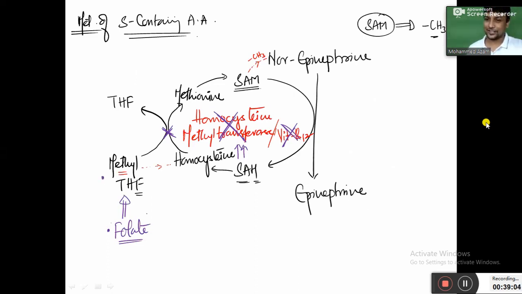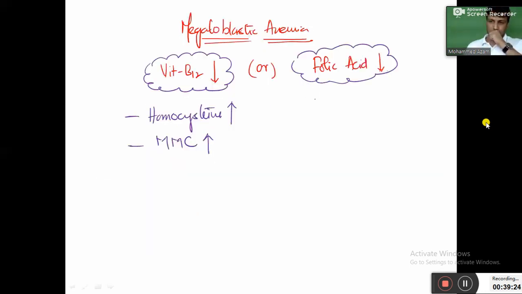If there is no folate, folic acid deficiency, then there will be no methyl tetrahydrofolate. When there is no methyl tetrahydrofolate, there will be no reaction taking place. If this reaction doesn't take place, again homocysteine level will be elevated. So in this also, the homocysteine levels will be increased.